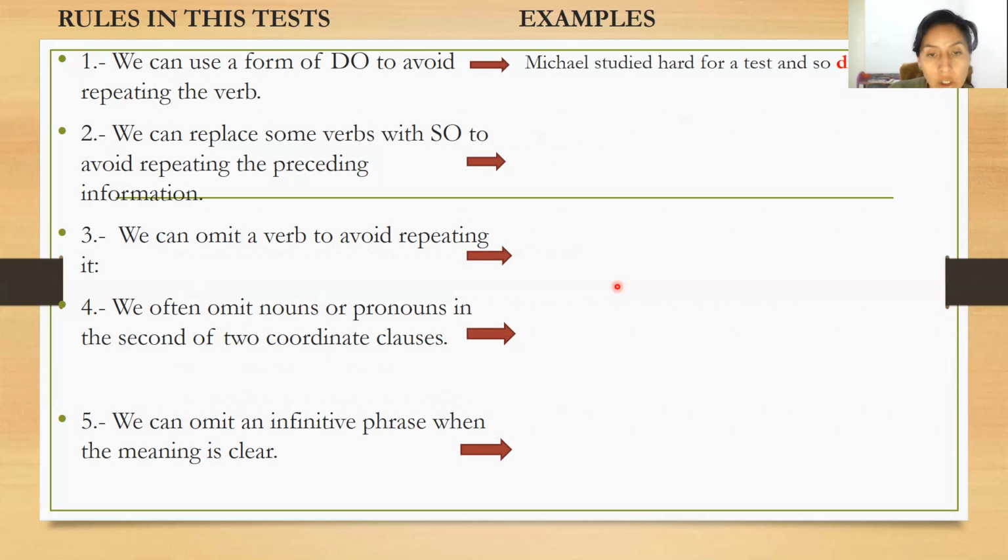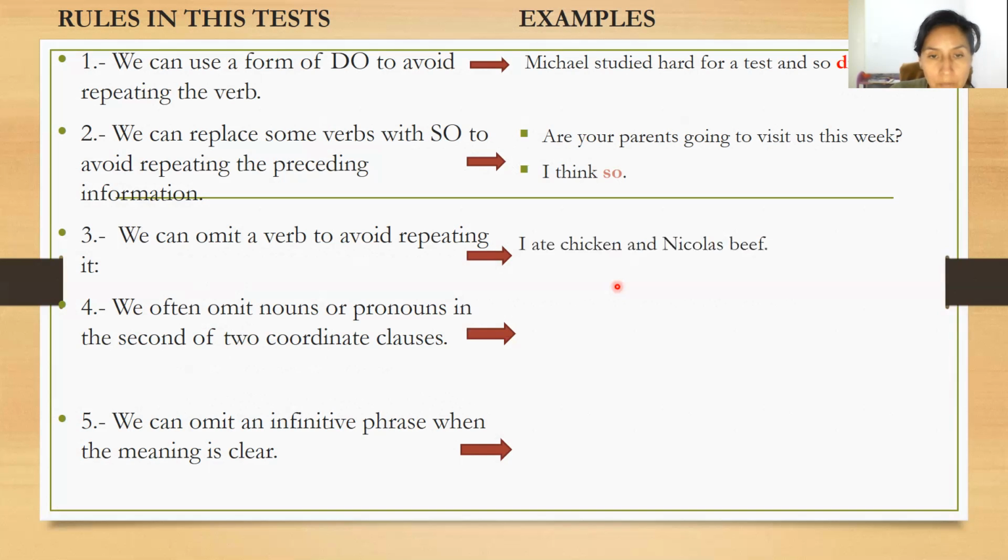First, Michael studied hard for a test, and so did I. I use the word did to avoid repeating the main verb in the coordinated clause. Next, are your parents going to visit us this week? I think so. The speaker used so to avoid repeating the same phrase from the first sentence. Another example, I ate chicken and Nicholas beef. The speaker deleted the unnecessary information in the second occurrence.